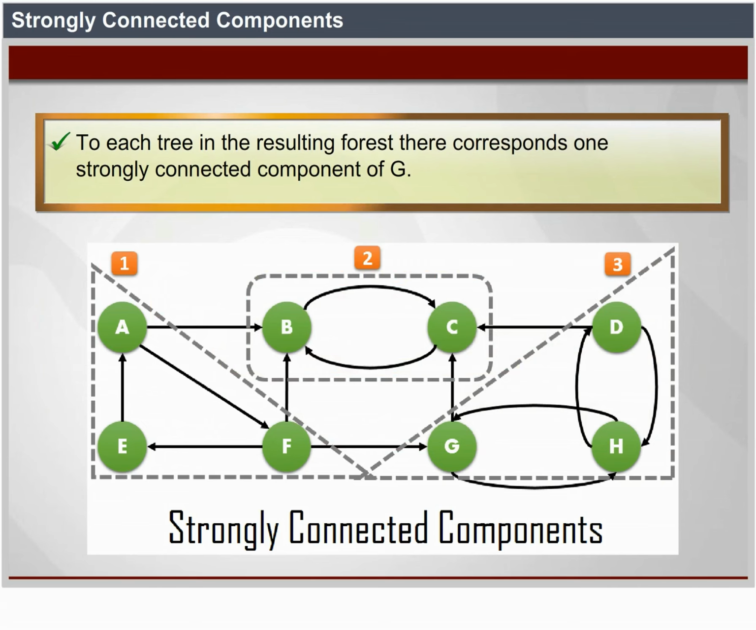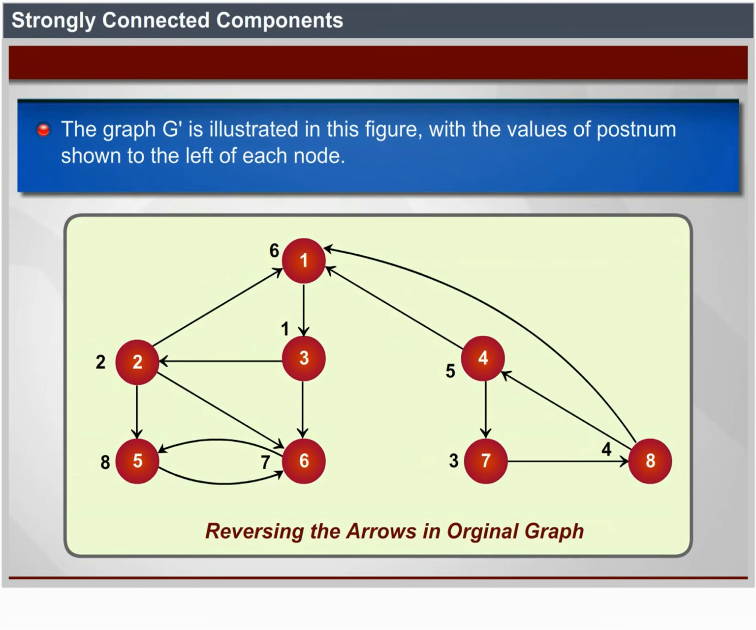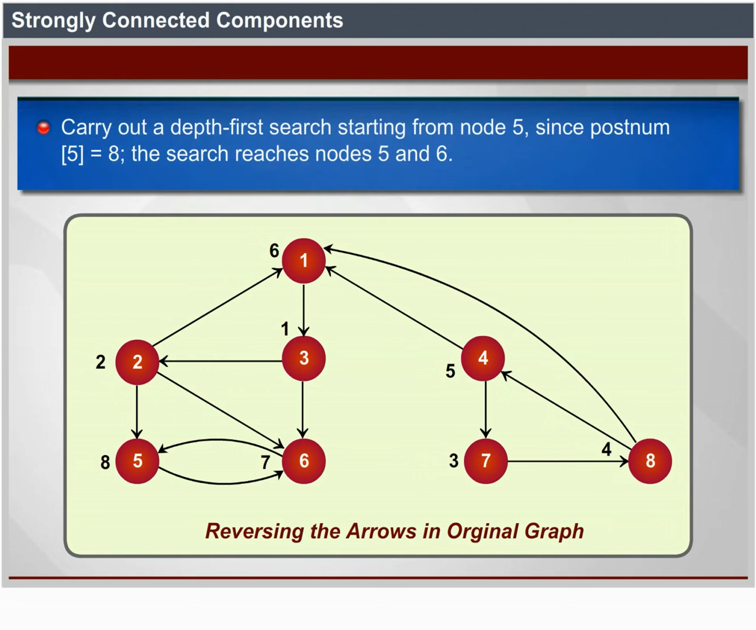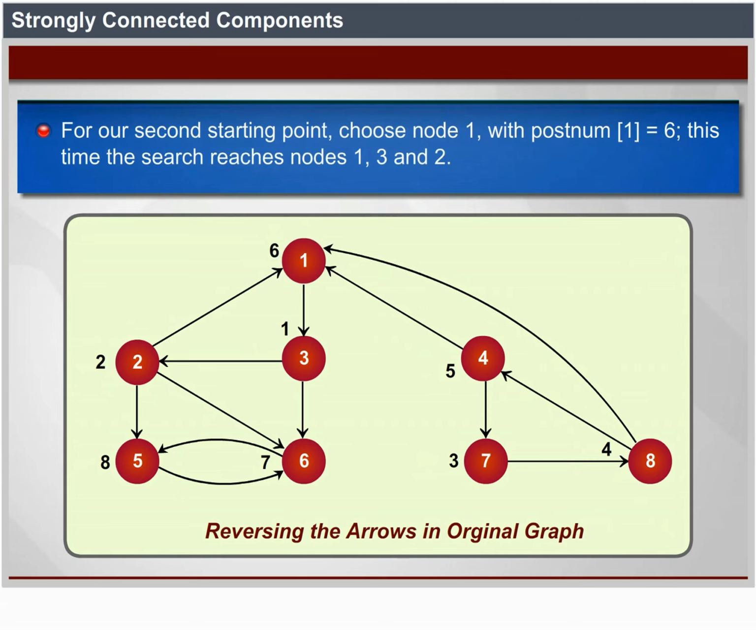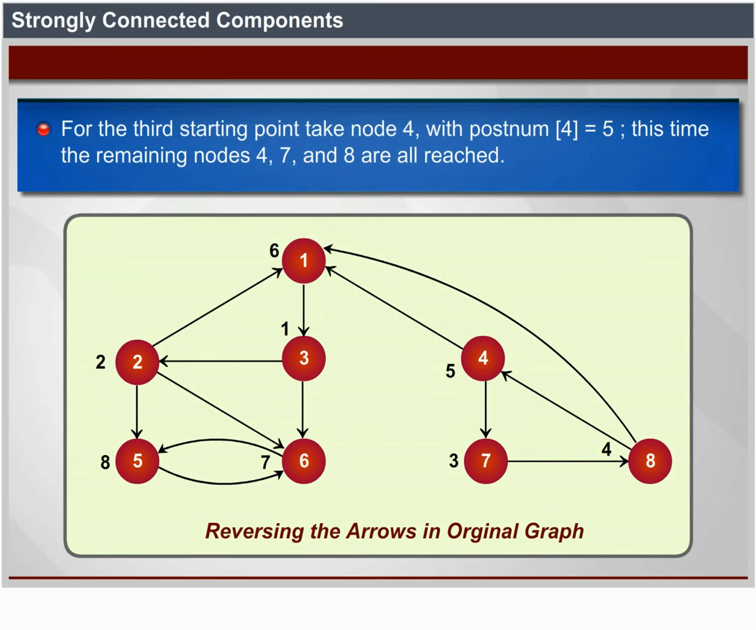The graph G' is illustrated in this figure, with the values of postnum shown to the left of each node. Carry out a depth-first search starting from node 5, since postnum of 5 equals 8. The search reaches nodes 5 and 6. For a second starting point, choose node 1 with postnum of 1 equals 6. This time the search reaches nodes 1, 3 and 2. For the third starting point, take node 4 with postnum of 4 equals 5. This time the remaining nodes 4, 7 and 8 are all reached.